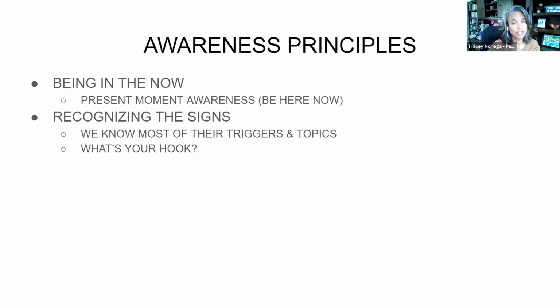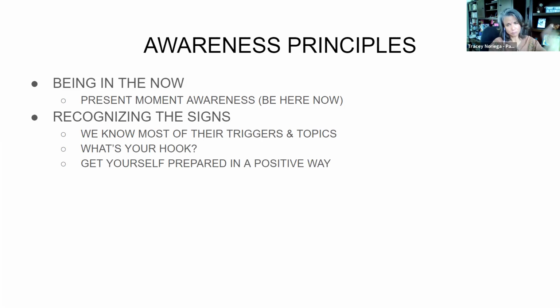That's knowing our triggers, the topics that we kind of want to avoid, that we don't like talking about. Figure out what's your hook, like what is that little worm that they can always put on it, and they got you. They get you every single time. It's knowing what your hook is. Okay, what do they dangle? That is that thing that gets you going. So being aware of what that is helps greatly. Getting yourself prepared in a positive way. Okay. We talk about that.